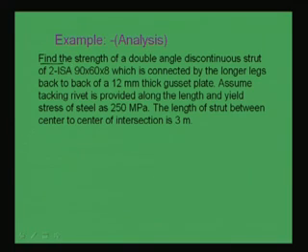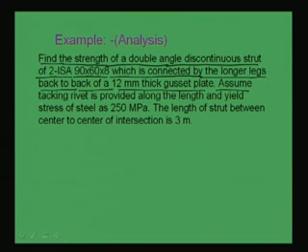Here we will demonstrate some examples through which we will be able to find out what type of orientation should be made, and how the strength of the member is going to increase by changing the orientation. First example is, find the strength of a double angle discontinuous strut of 2 ISA 90 by 60 by 8, which is connected by the longer legs back to back of a 12 mm thick gusset plate. Assume tacking rivet is provided along the length and yield stress of steel as 250 MPa. The length of strut between center to center intersection is 3 meter.